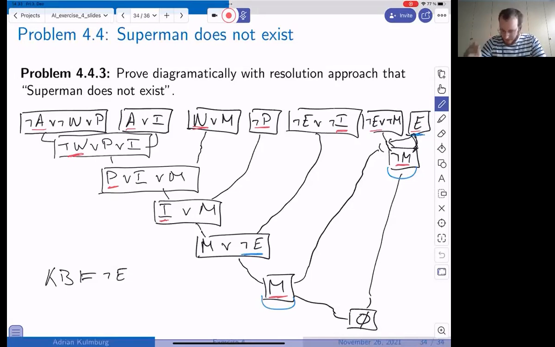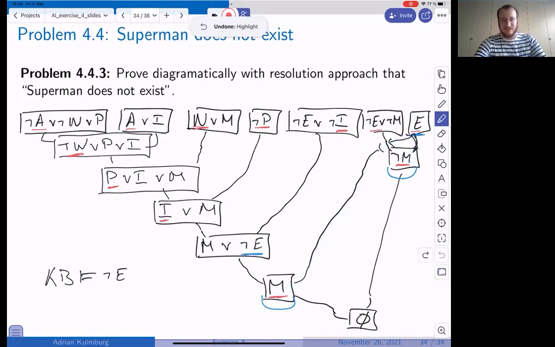Right side, you used E twice. Yeah, I know. Once I used it to get it here, right? And another time I used it to get this thing, right? Because of this not E. So yeah, you can use it as many times as you wish.